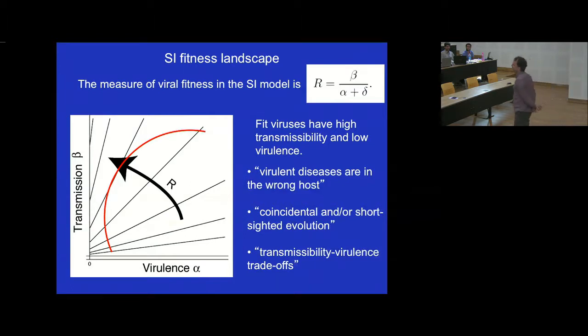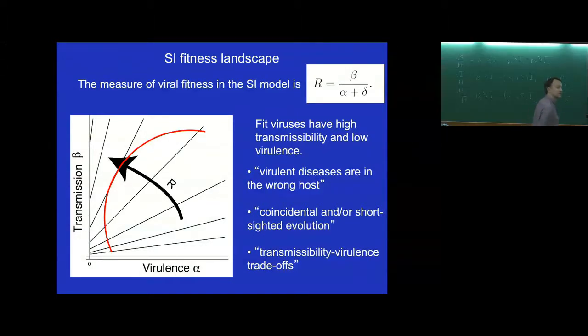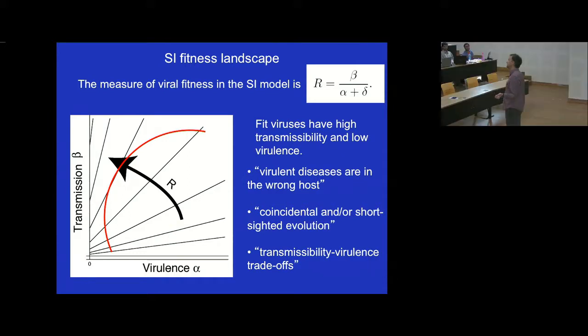Yeah. Okay. There are some theories about the reason why viruses are virulent. Okay. So one theory, I'll just quickly tell you about these. One theory is that virulent diseases are in the wrong host. So can someone give an example of this? A disease which is bad for people, but maybe it didn't evolve in people. Ebola, great example. Ebola, I believe, is endemic in bats. I'm not sure it's entirely known.